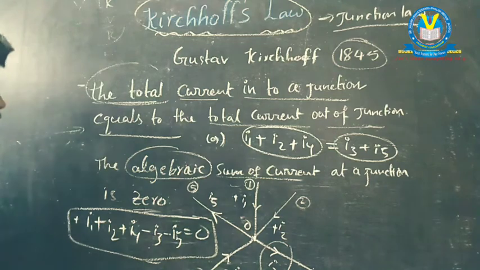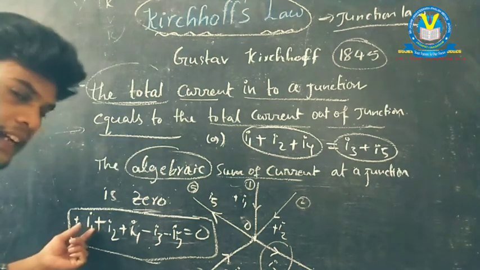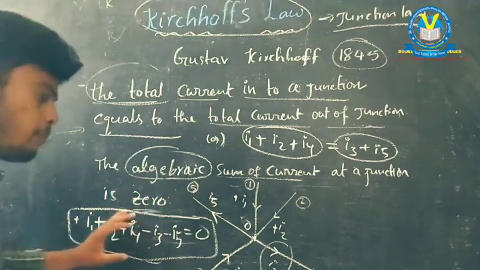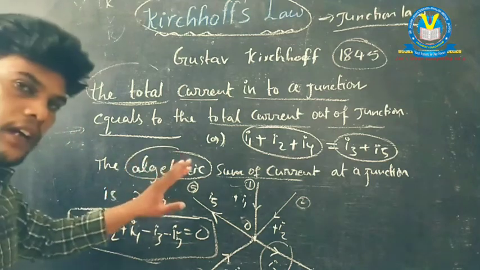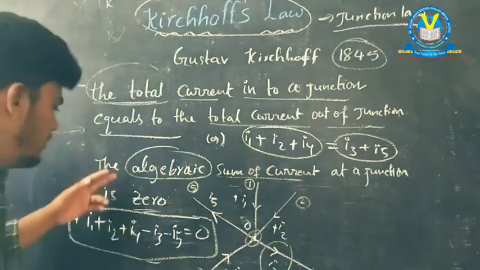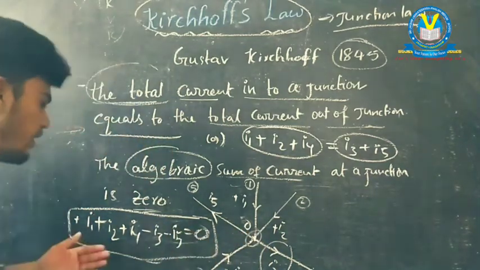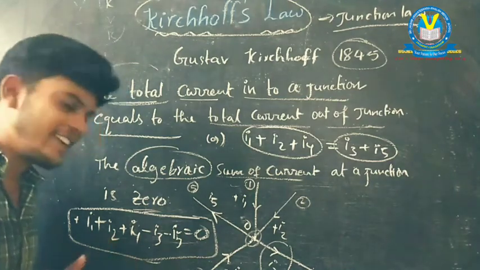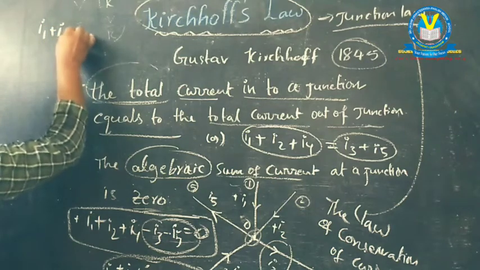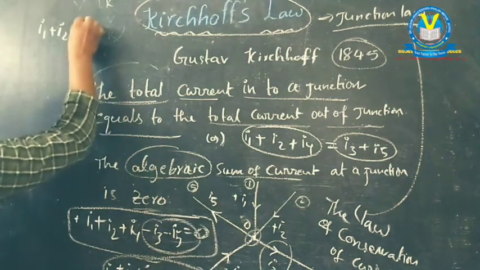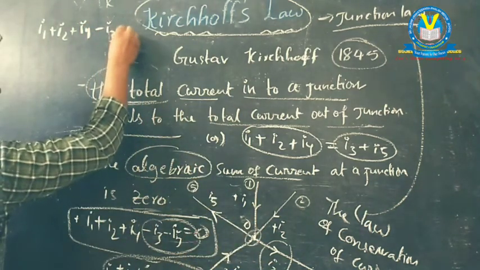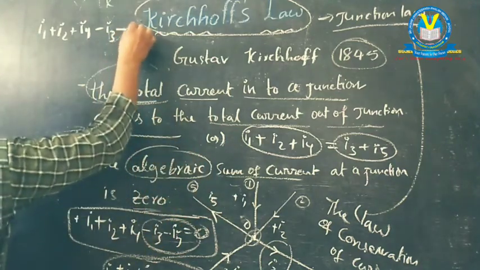What is Kirchhoff's law in another form? The algebraic sign convention, like plus and minus. The algebraic sum of current. Sum means total. The total algebraic value of current at a junction is 0, so we can write Kirchhoff's first law like this also. What is the algebraic sum of the currents? I1 plus I2 plus I4 minus I3 minus I5 is equal to 0.